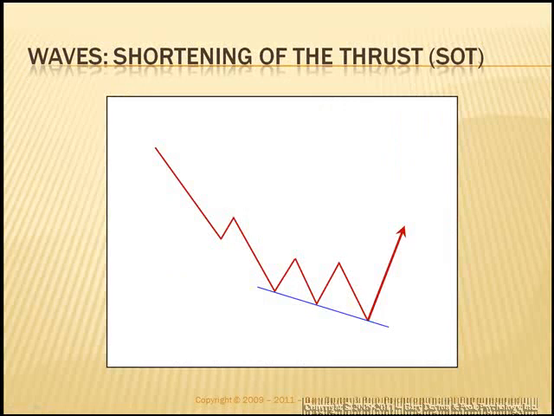All right, shortening of the thrust can also occur in the opposite direction. When we're coming down, we have down wave, nice and long. Down wave, nice and long. Suddenly they shorten. Okay? And then we're looking for the up wave to lengthen.